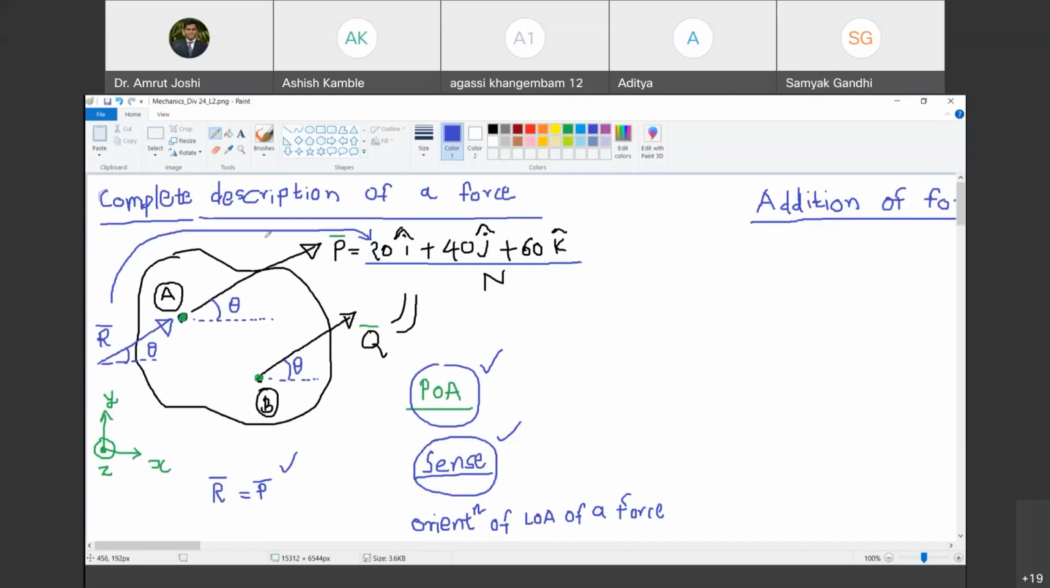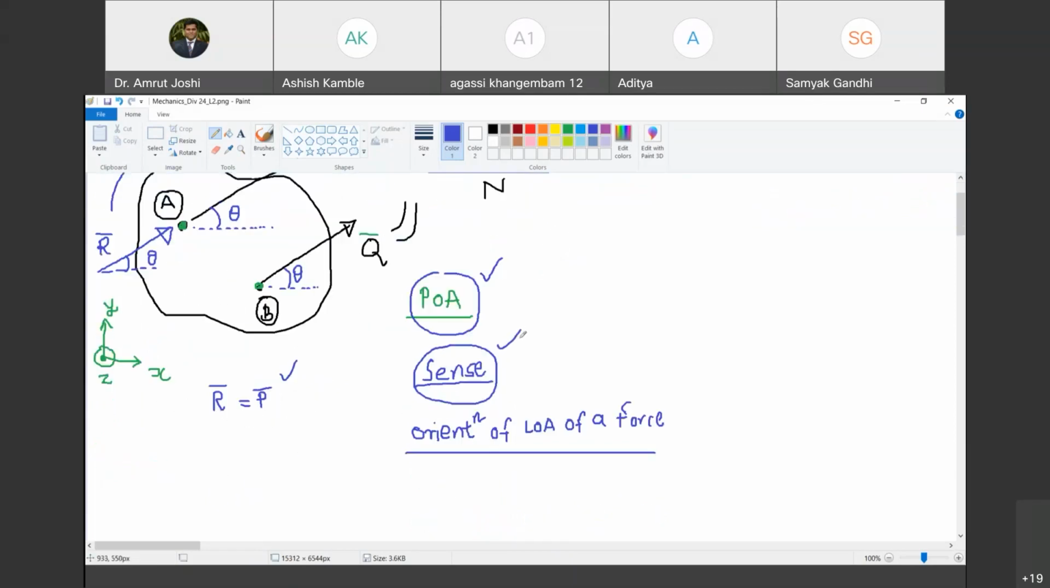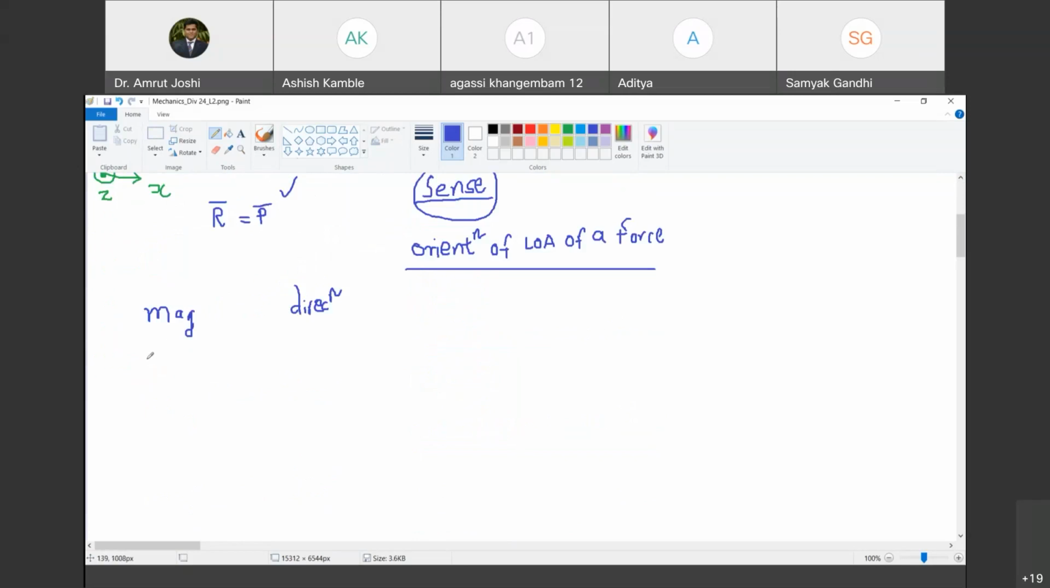Okay. So what is the complete description of a force? In mathematical terms, you need to specify magnitude and direction. Are you with me? Yes, sir. So magnitude has to be specified in the chosen system of units.